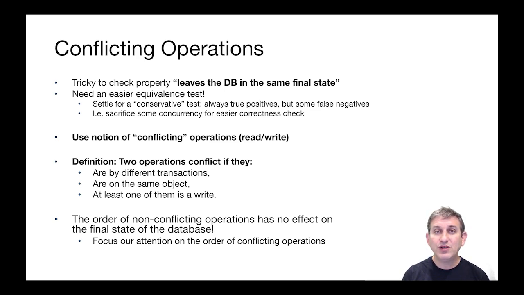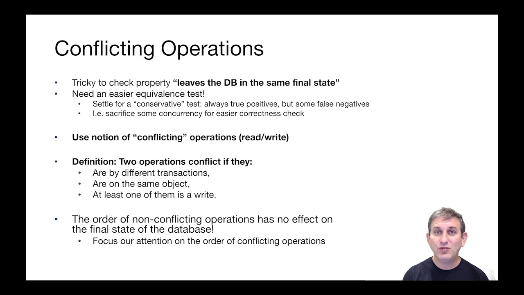Okay? We're going to use a notion in this of two operations conflicting, and those operations will be reads or writes. And the definition we'll say is that two operations conflict if they satisfy three properties. First, they're from different transactions. Second, they're on the same object. And third, at least one of them is a write. And I'll assert, and you can prove this to yourself pretty easily, that the order of non-conflicting operations has no effect on the final state of the database.